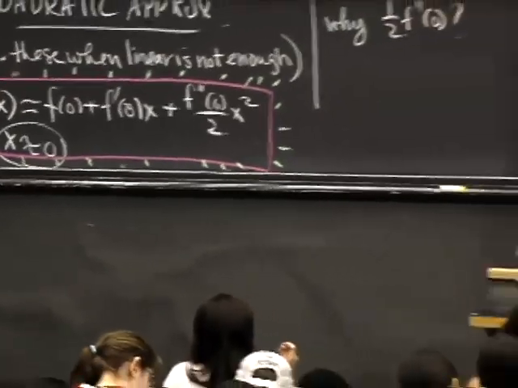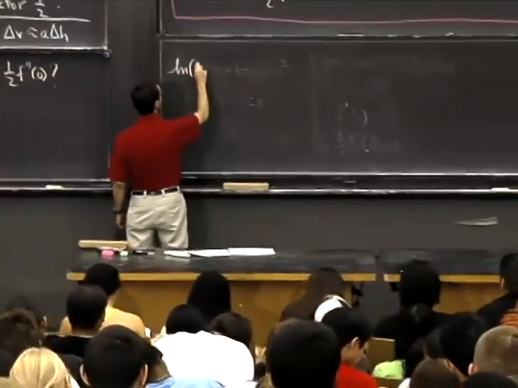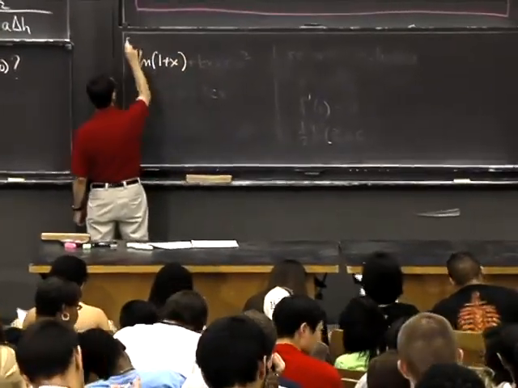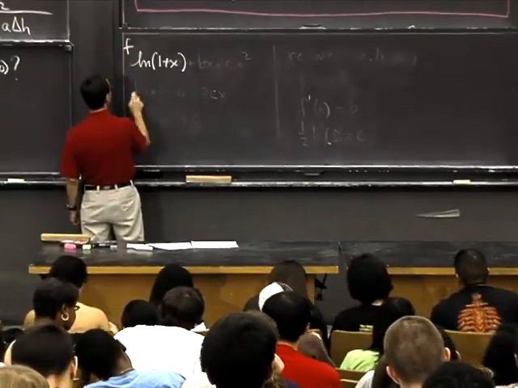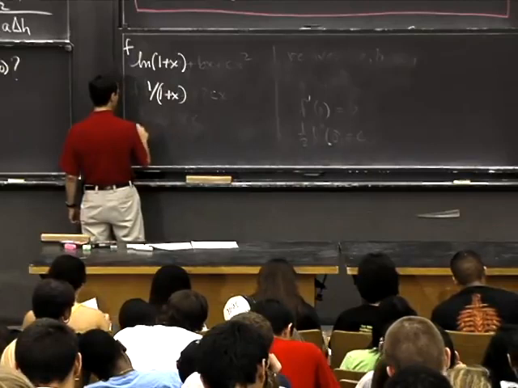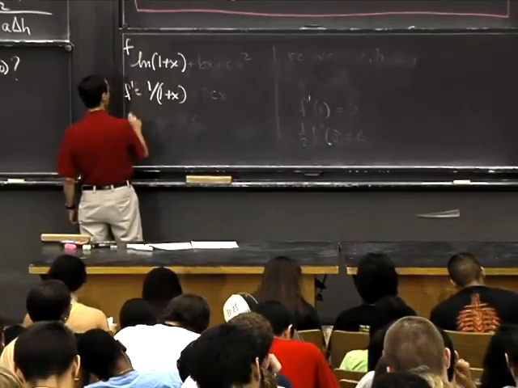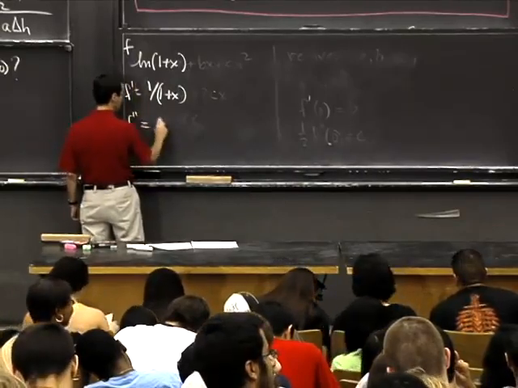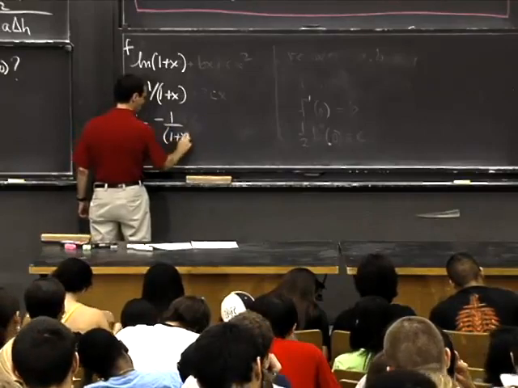So we'll start with the log function. This is the function f. And then f prime is 1 over 1 plus x. And f double prime, so this is f prime, this is f double prime, is minus 1 over 1 plus x squared.